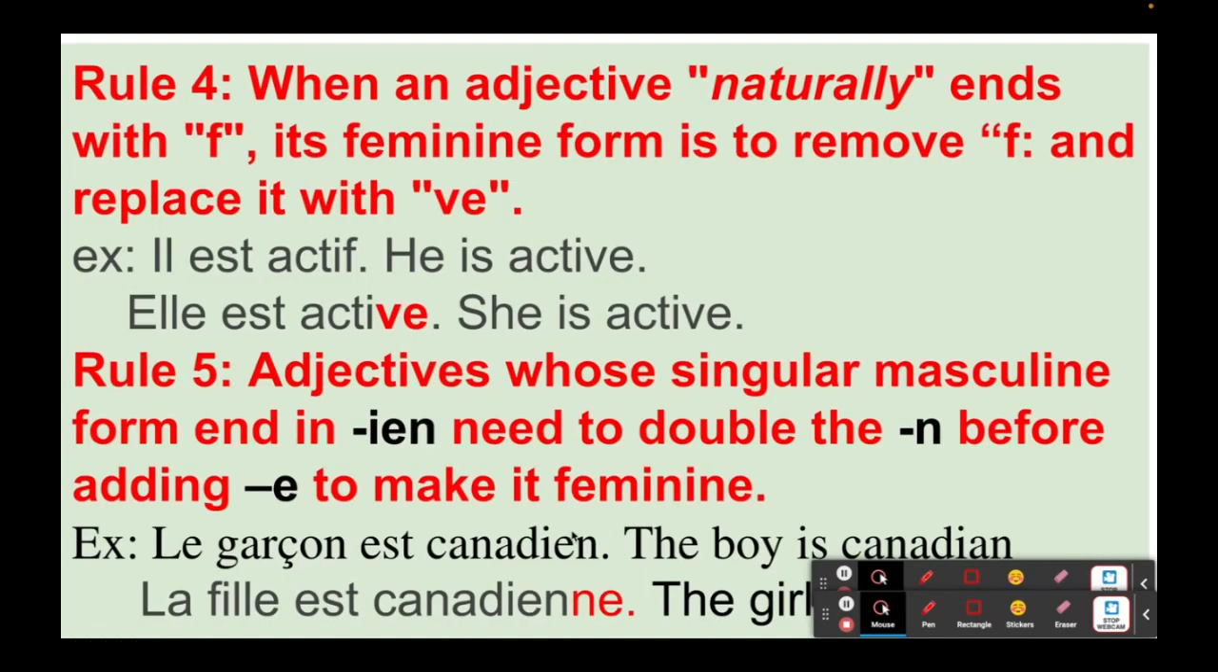So, le garçon est canadien. The boy is Canadian. La fille est canadienne. So we added an NE. So most of them end with an E. Rule number one. Rule number two, keep the E. If the masculine ends with an E, keep that E. Now, rule number three, if it ends with an X, replace the X with an SE for the feminine. Rule number four, if it ends with an F, replace the F with a VE for the feminine. And then if it ends with an IEN, add another NE for the feminine.